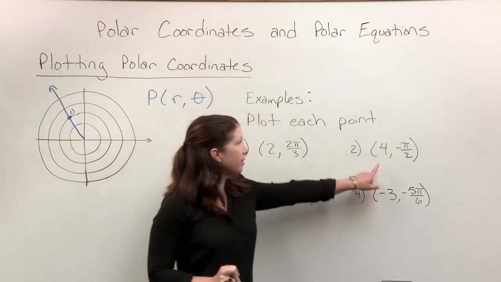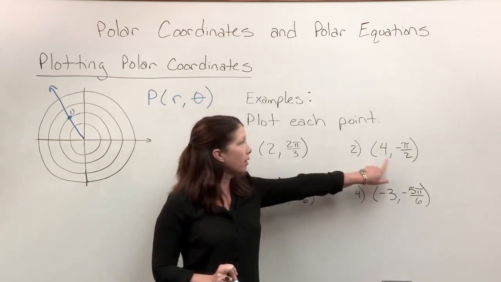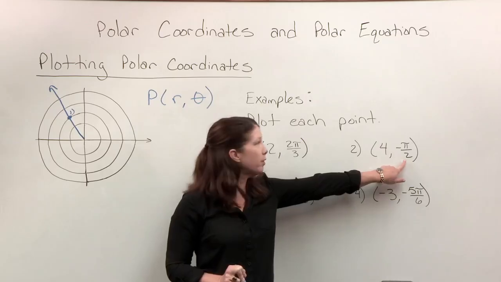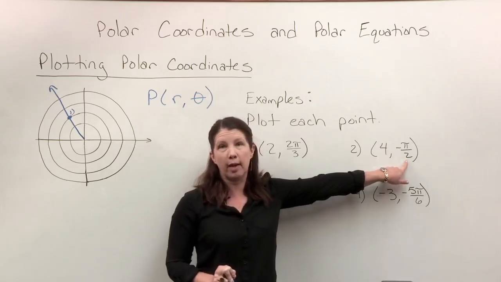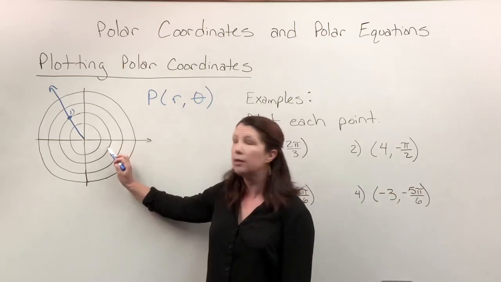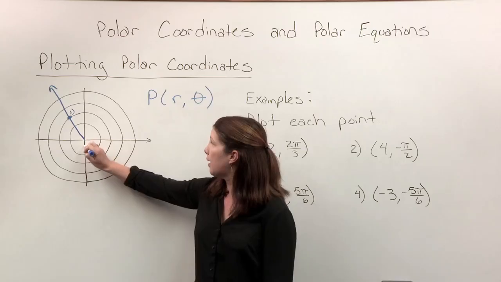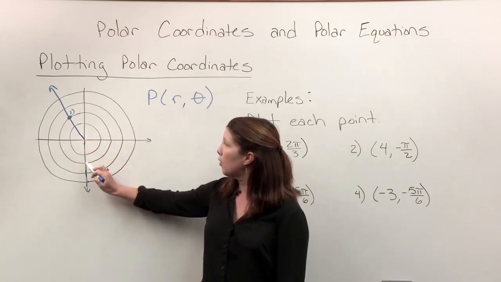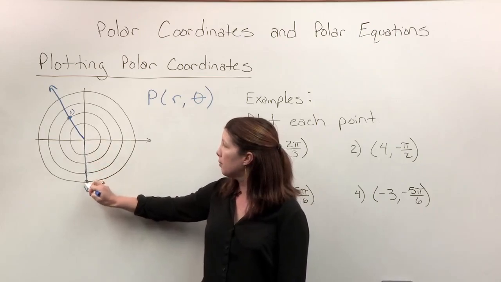Looking at the second example, r is 4, and our angle of rotation is negative pi over 2. So this means we'll be rotating pi over 2 radians, but in the negative or clockwise direction. So our angle of rotation is negative pi over 2, and our point lies on an r value of 4.